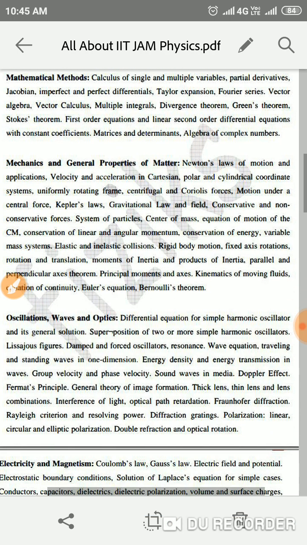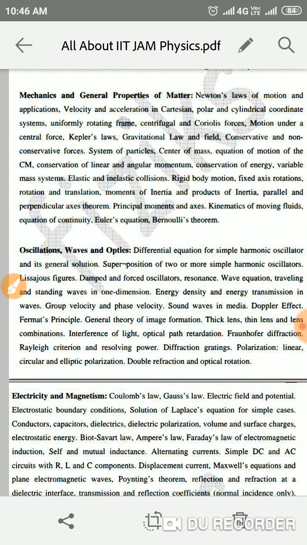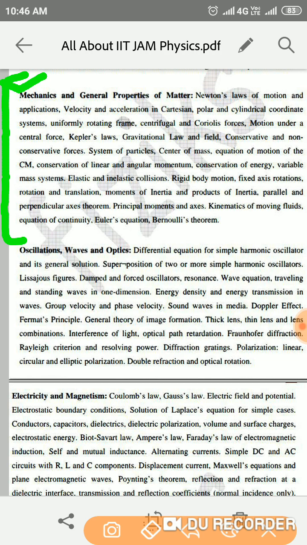Now moving to the mechanics part. I am saying that this is the most important part of the syllabus. You have to study it very carefully. Why I am saying that, you will get to know when I tell the weightage of questions that are asked from each unit, which I will discuss at the end of this video. Then you will get to know why I am saying that this is the most important part of the syllabus. Okay, let's discuss what the topics in the mechanics syllabus are.